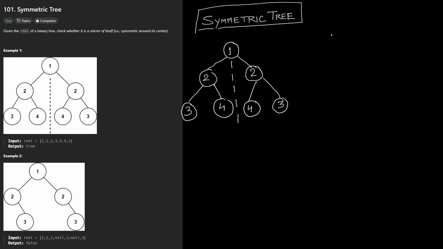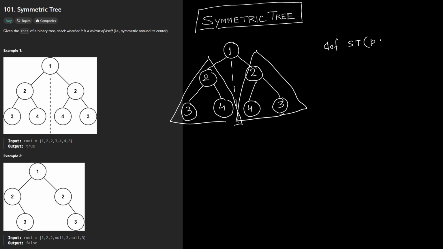How to solve it? We can create a function, let's say def st, and we're going to pass in two parameters. So here, the root we are not going to take, we're going to take the children of it. Let us assume this tree and this tree as two separate ones for now. So let's say we are going to pass in p and q out here.